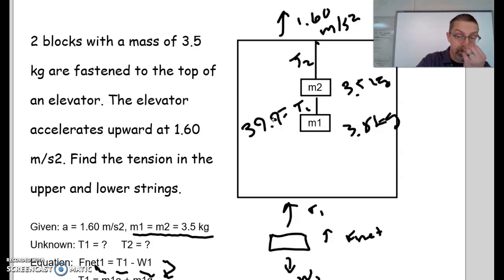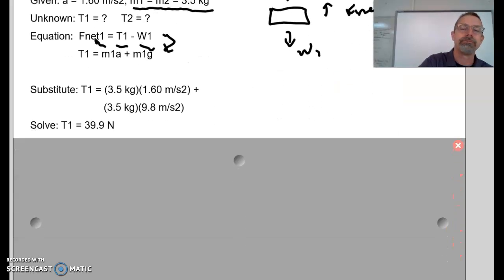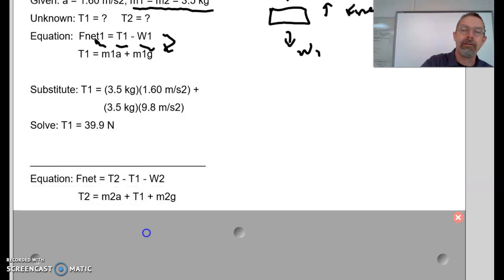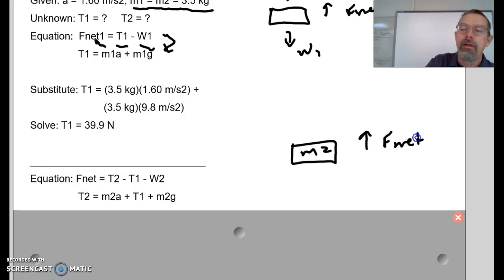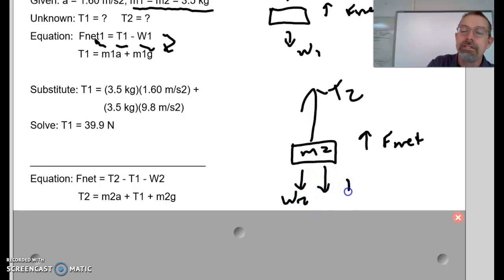But when I get to T2, T2 has a lot bigger task because T2 also has to carry this mass in addition to this mass. So how are we going to solve for T2? Well, I know that for T2, my F net, it's still accelerating upward. Here's my second mass. So that means that there has to be an F net going this way. That means that this T2 right here is working against two things. One is working against the weight of this object, and it's also working against T1 because that tension in the string is pulling both ways. If it's pulling up on the bottom one, it's pulling down on the top one.